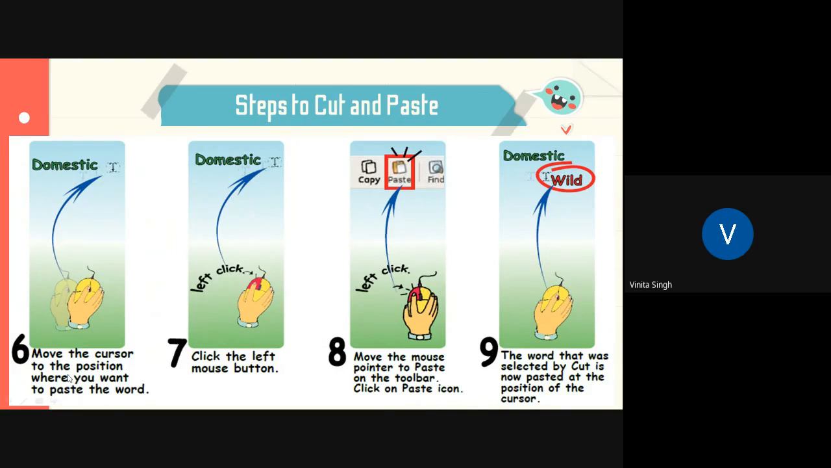Now, move the cursor to the position where you want to paste. Click the left mouse button. Move the mouse pointer to the paste icon on the toolbar and then click on it. The word that was selected by the cut is now pasted at the position of the cursor.